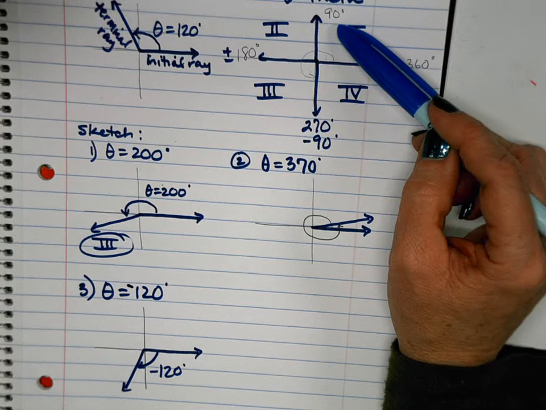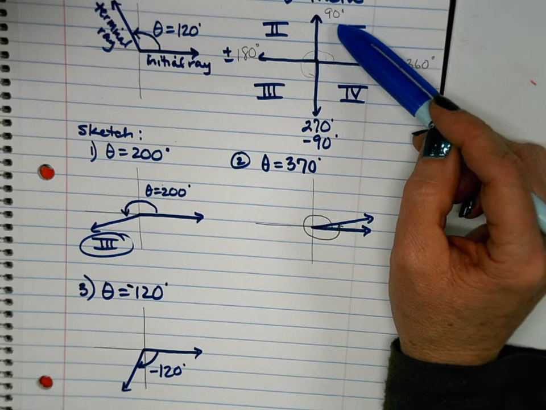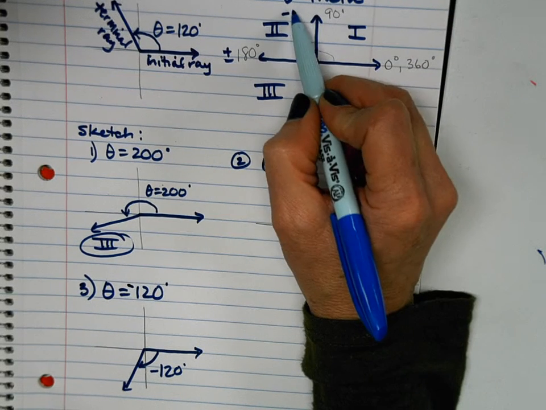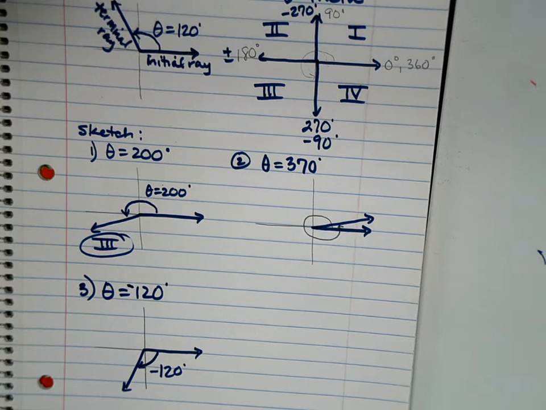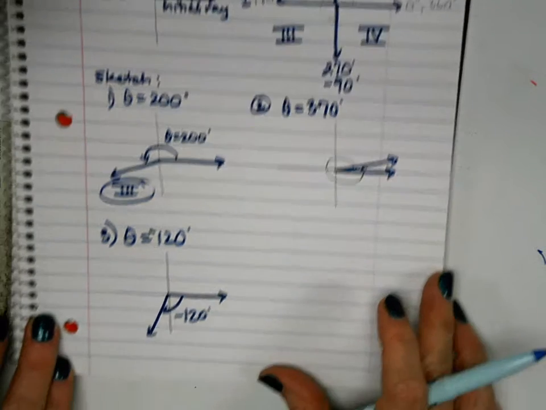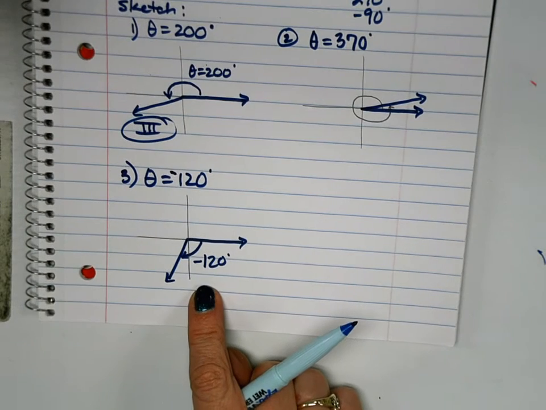And what's another name for 90 degrees? Negative 270, right? So let's write that one in. Plus, we could go all the way around the circle. We could add 360 to those, subtract 360, a whole bunch of different names. That's going to be a future lesson. Okay, so this one is negative 120.